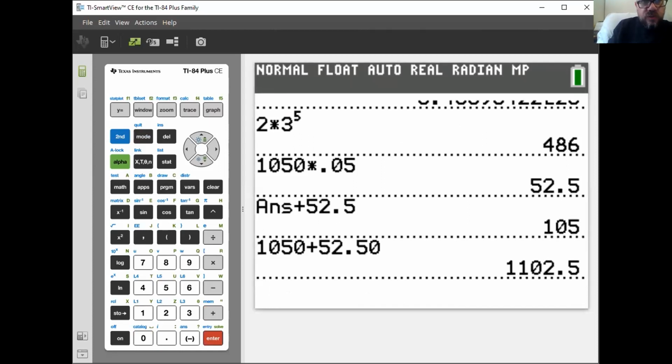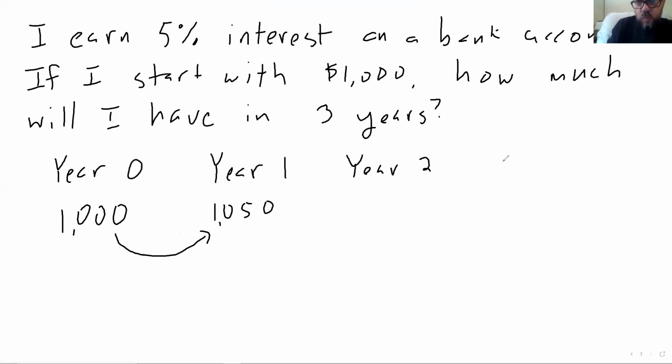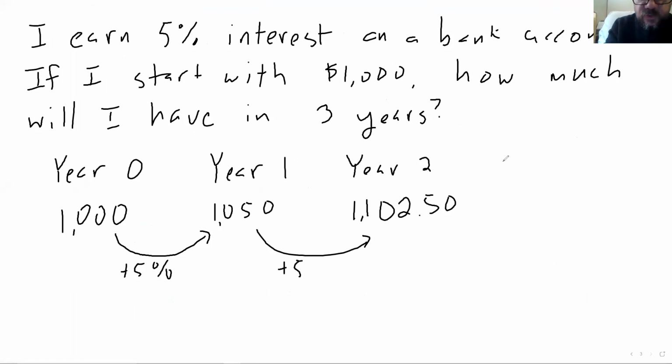Now, those of you who know how to do this in one step, I promise I'll show that in just a second. I'm just trying to do this in the simplest possible way. So this is 1102.50, plus 5%, plus 5%. And year 3, again, we're going to get plus 5%. So I'm going to find 5% of that and add it on. I'm going to show you how to do that in a better way right afterwards. It's going to require a little bit of algebra, though, so I want to just finish this off in a simple way.